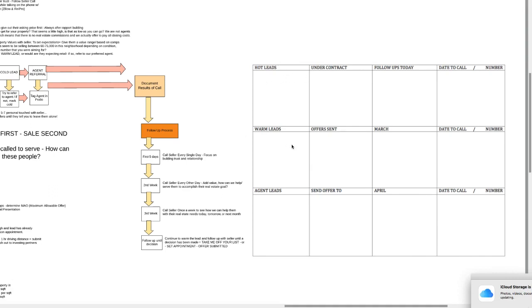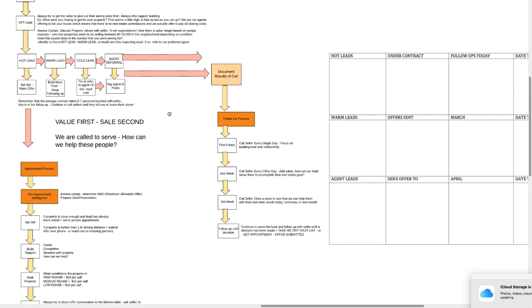So anyways, we got hot leads, warm leads, agent leads. Anything under contract is going to be sitting here. That'll go to dispositions, and you can focus on getting that sold. Offers sent, and we need to follow up with these people, see where they're at in that status. That's going to sit here. This is who we need to send an offer to. And then, of course, tracking your follow-ups. So that's what that looks like.